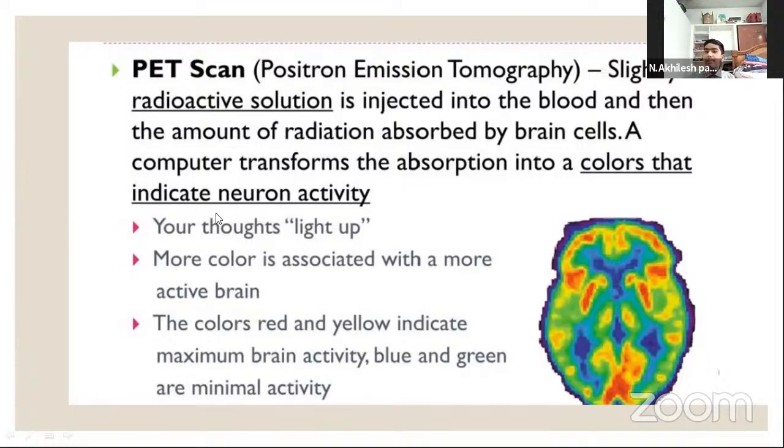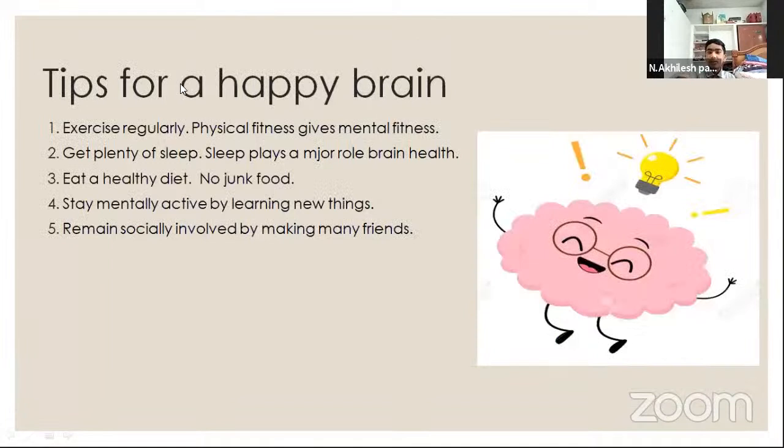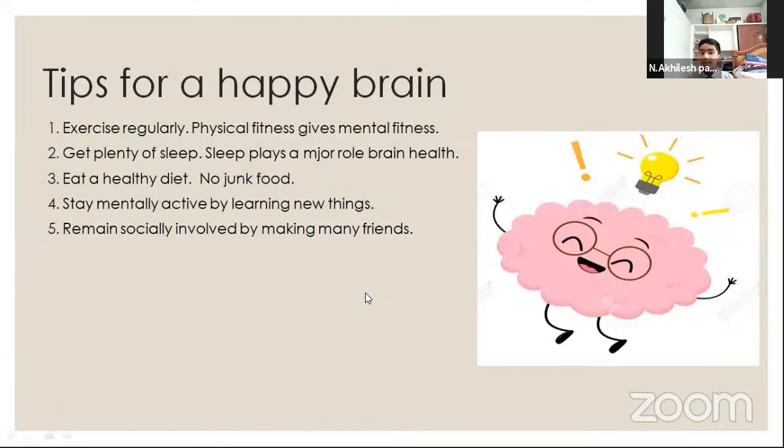The brain is the most important part of our life. Tips for a happy brain: exercise regularly, physical fitness and mental fitness. Get plenty of water. Get plenty of sleep. Sleep plays a major role in brain health. Eat a healthy diet, no junk food. Stay mentally active by learning new things. Remain socially involved by making many friends.